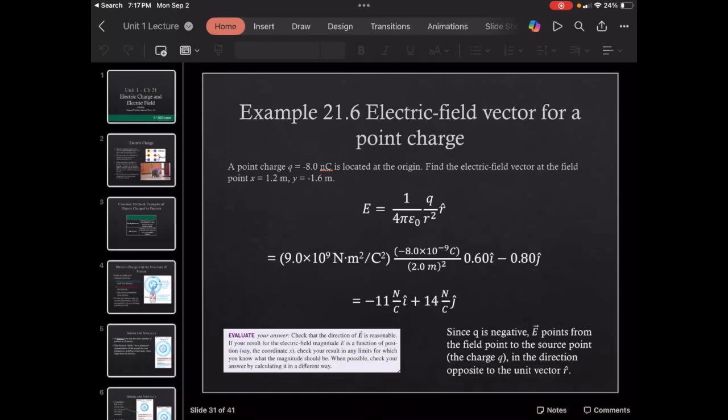This is part 2 of Unit 1, Chapter 21. And in this part, we're going to be introducing a new concept of electric field.